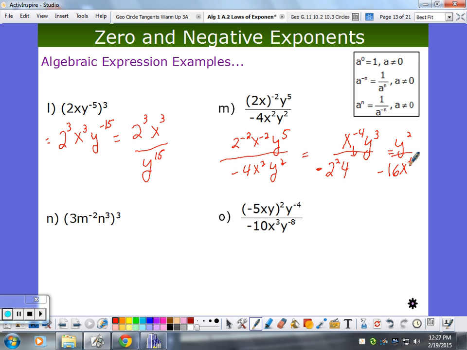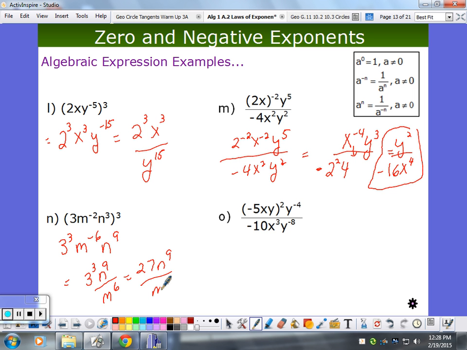I think we did. Here it is. This one, 3 cubed, m to the negative 6, n to the 9. Now this guy would rather be in a denominator, because I'm happy. And if you really want to make that a 27, but I'm okay if you leave it like this.